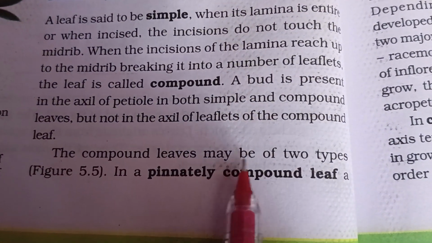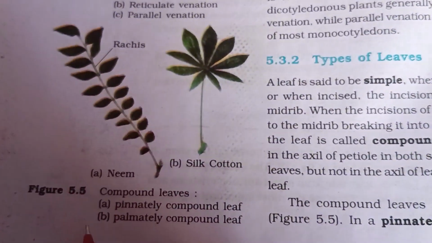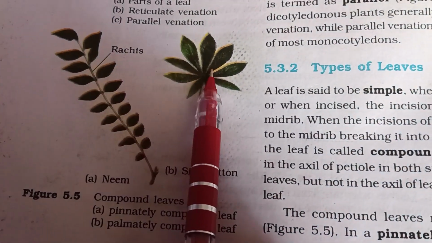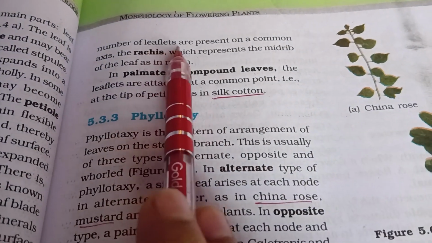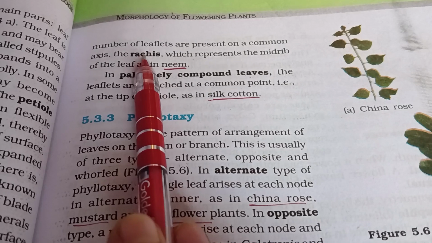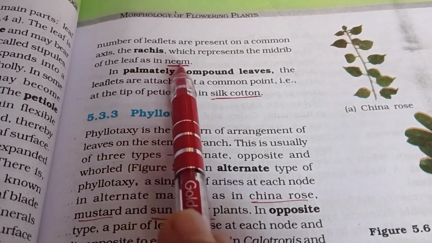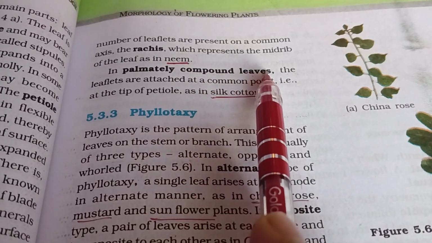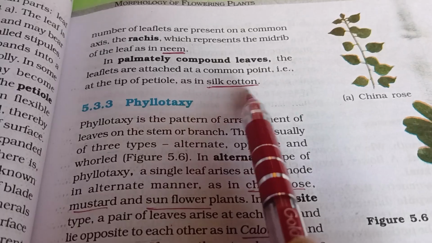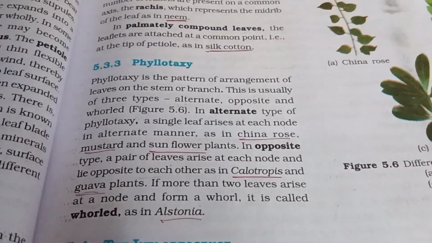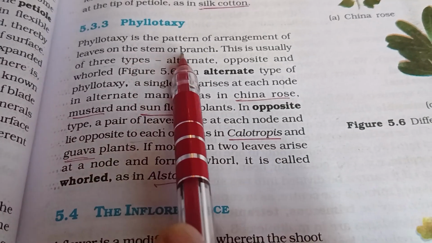The compound leaves may be of two types: pinnately compound and palmately compound. In a pinnately compound leaf, a number of leaflets are present on a common axis called the rachis, which represents the midrib of the leaf, as in neem. In a palmately compound leaf, the leaflets are attached to a common point, that is at the tip of petiole, as in silk cotton. Phyllotaxy. Phyllotaxy is the pattern of arrangement of leaves on the stem or branch.